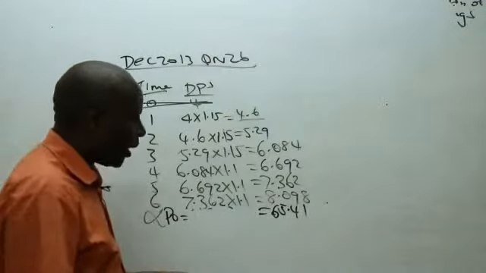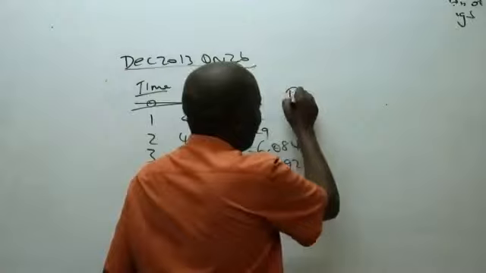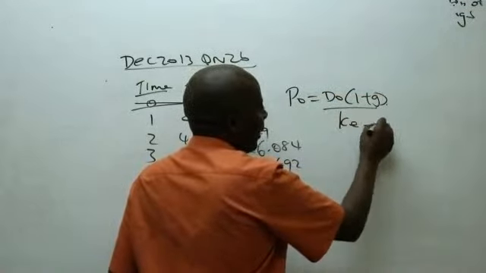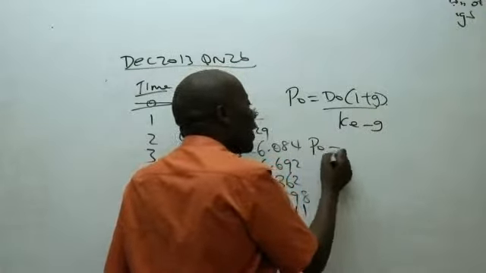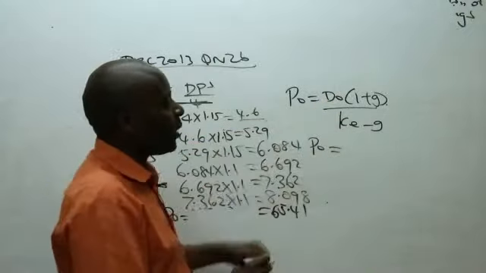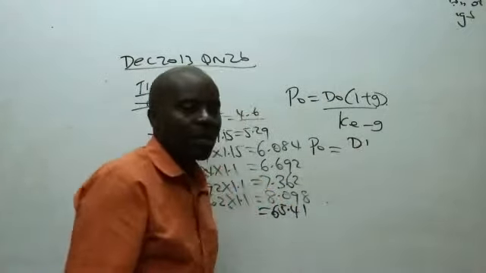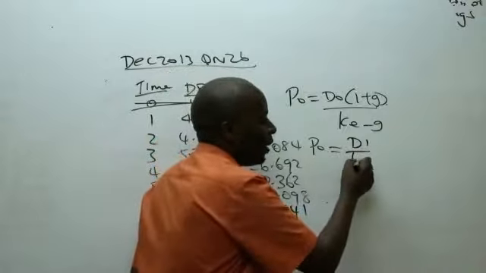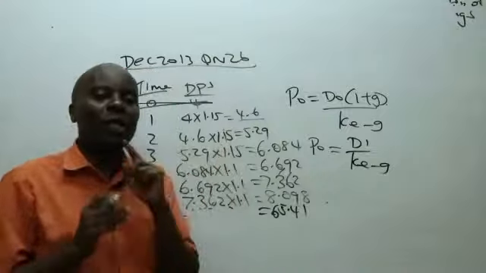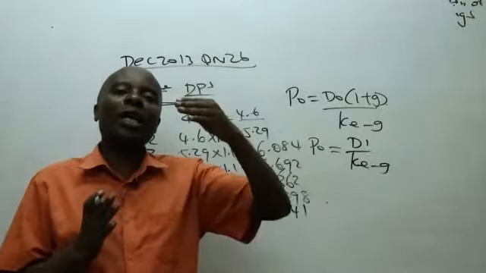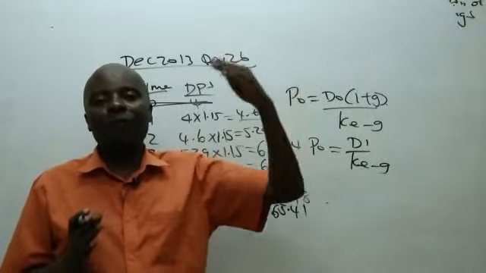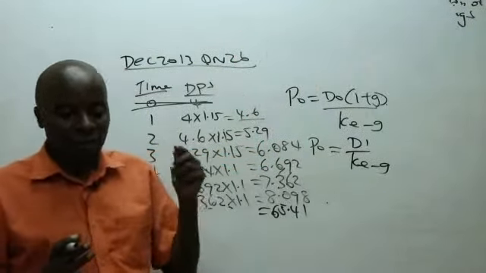And that is why, actually, this formula, we normally say it's D0 into 1 plus g all over Ke minus g. But if you look at this thing keenly, you realize most books say D0 times this 1 plus g should give us D1. D1 all over Ke minus g. So whenever we are getting P0, always dividend-wise, we think about expected dividends. We think about the future, the expected dividends. We always think about the expected.